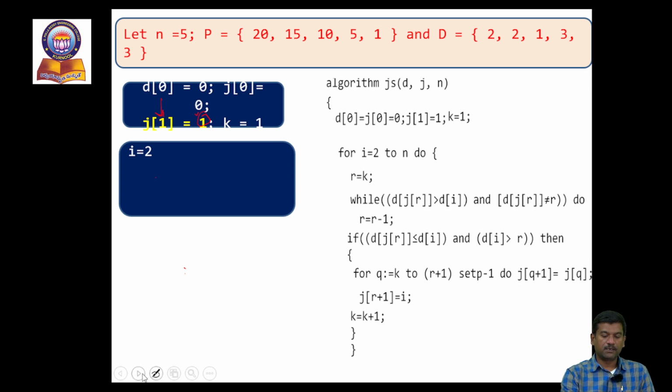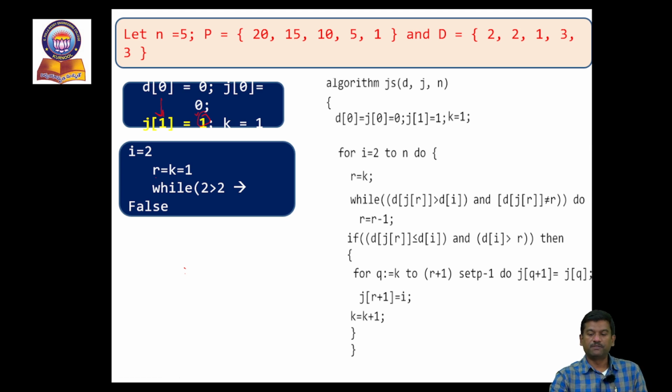And from the second job onwards, you are assigning the temporary variable r with the value of k, that is r equal to 1. And then we'll be checking the condition while D of J of r is greater than D of i. How can you interpret this condition? That is D of J of r. What is the value of r? That is r equal to 1, that is, we have initialized r equal to k equal to 1.